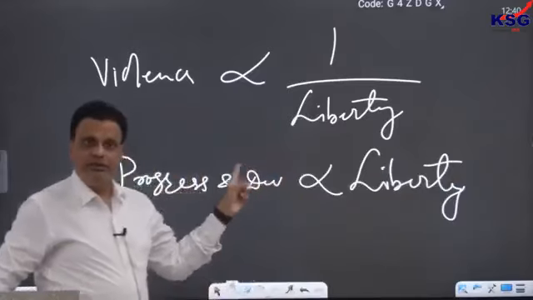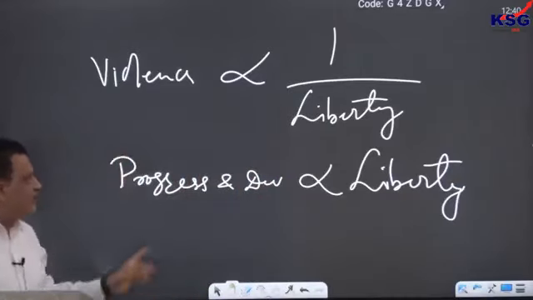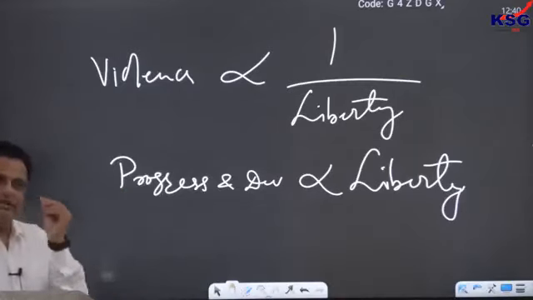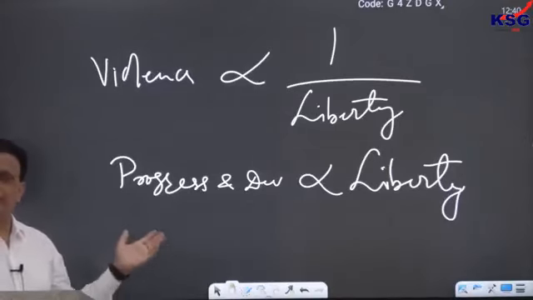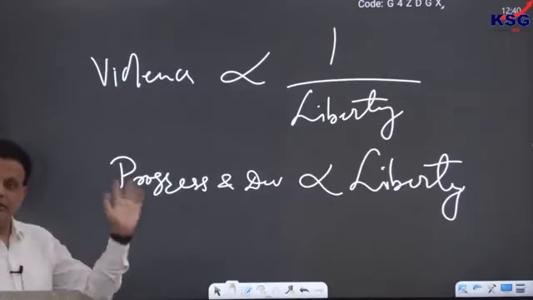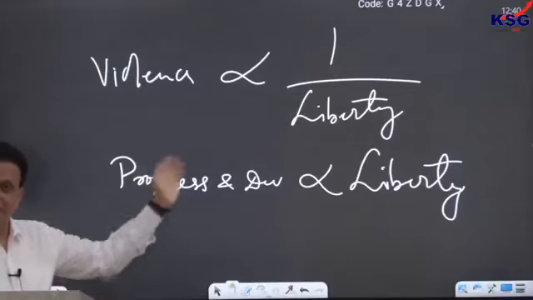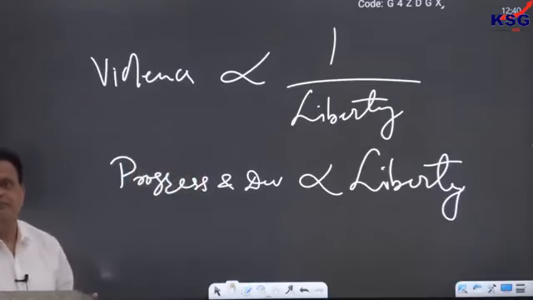So, liberty not only reduces the violence in society, but it also increases the progress and development of society. In any society where liberty has been high, you see that progress has always been much faster, development has been much faster. If you take a historical example, look at ancient India, for example, during Ashoka's time, liberty was very high. That was the time when Ashoka became Buddhist after the Kalinga war.